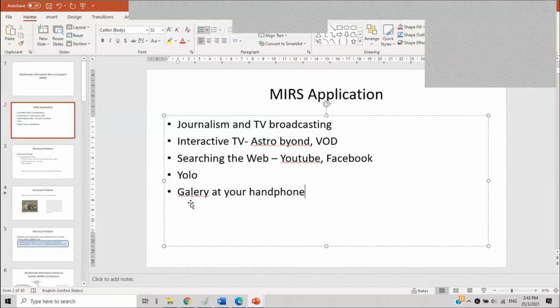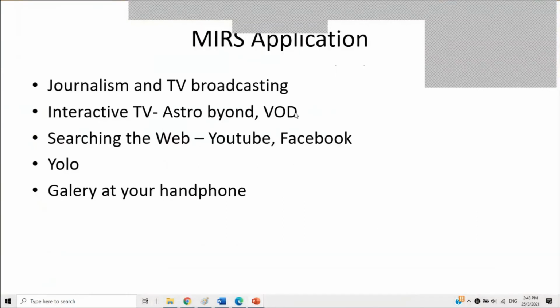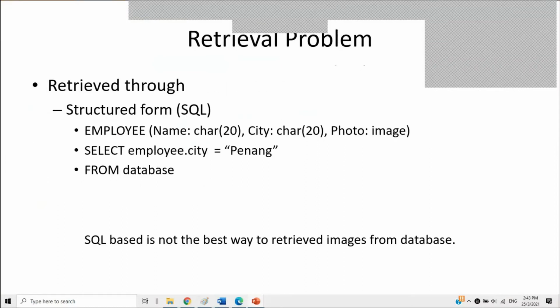All right. So I think you got the idea of what a multimedia information retrieval system application is. Basically anything that has images and videos, thousands of them, and you want to retrieve something from there, can be a multimedia information retrieval system. In this case, retrieval is the problem. When you have 2,000 images in your handphone gallery, retrieval of images is a problem.